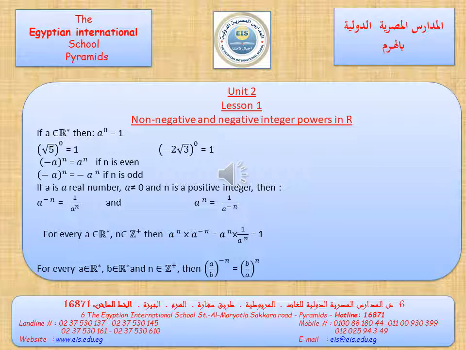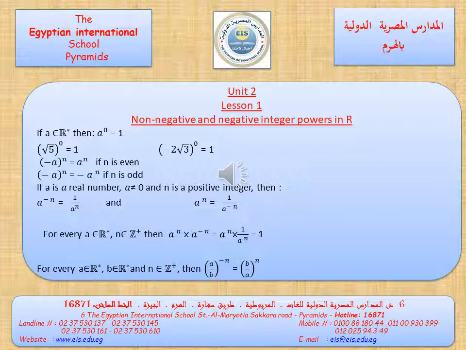Okay, if I have a to the power n times a to the power negative n, what is the answer? a to the power n stays a to the power n, because it's a positive power. But a to the power negative n can't be written as it is, so I write it as 1 over a to the power n. So I have a to the power n times 1 over a to the power n. a to the power n cancels with a to the power n, so the answer will be 1.